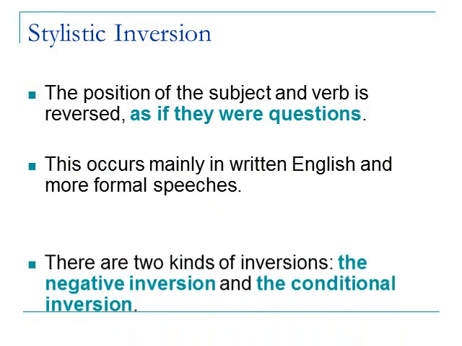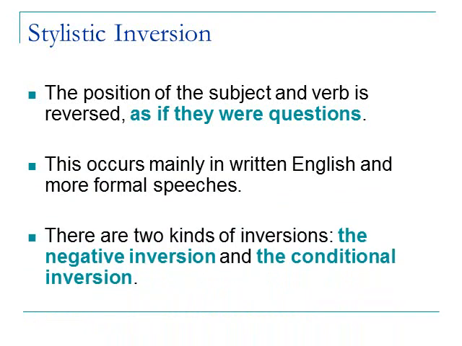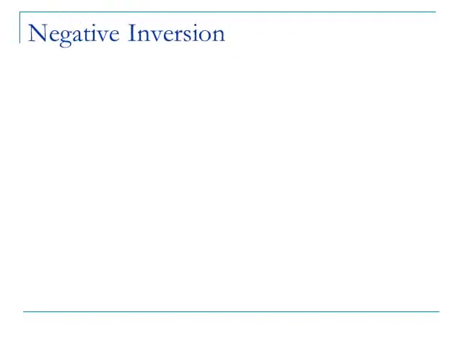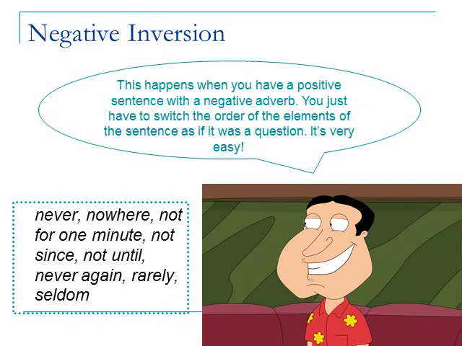As to the usage, it occurs mainly in written English and more formal speeches, and the two kinds are the ones that we discussed in the previous slides, the negative inversion and the conditional inversion. We're first going to focus on the negative inversion. This happens when you have a positive sentence with a negative adverb. You just have to switch the order of the elements of the sentence as if it was a question. It's rather simple. There you've got some examples. Never, nowhere, not for 1 minute, not since, not until, never again, rarely, seldom.